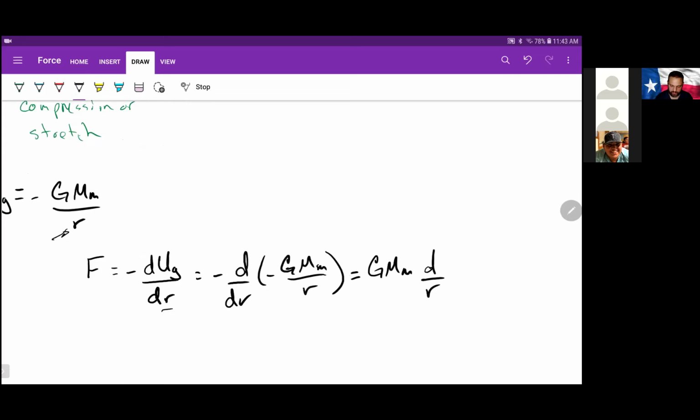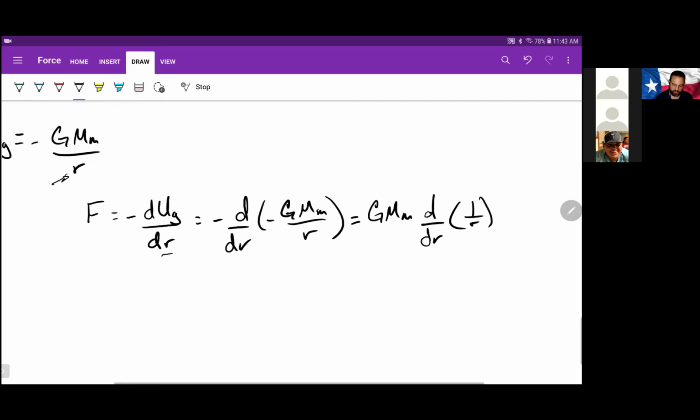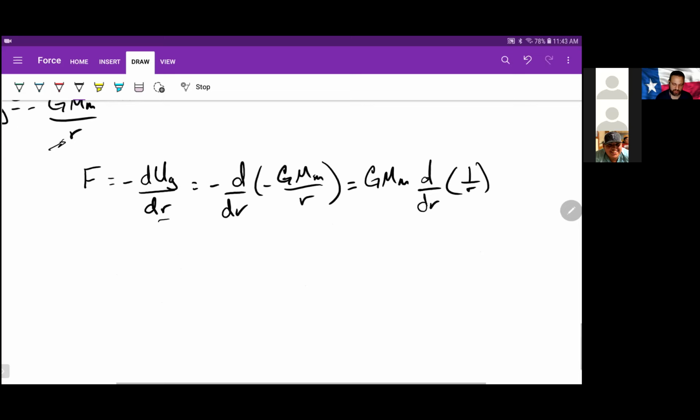of the derivative with respect to R of 1 over R. That's just R to the negative 1, which is going to give me a negative GMm over R squared.